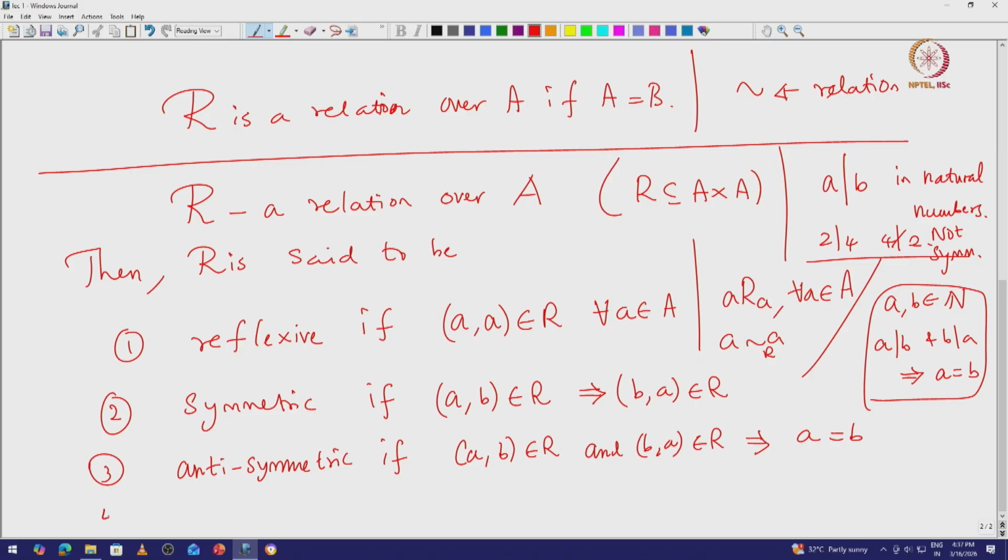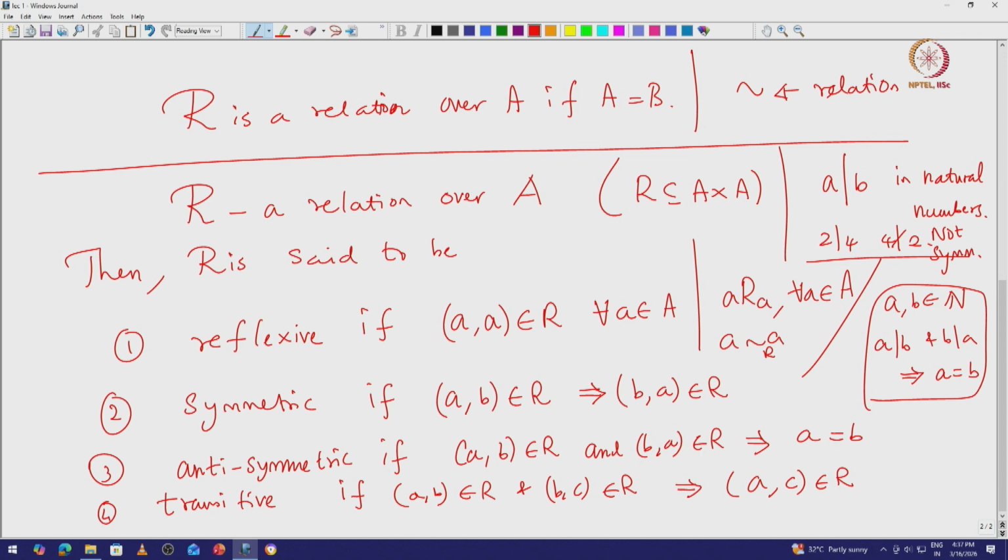And we call the relation transitive if (A, B) is in R, that means A and B are related, and (B, C) is in R, B and C are related, that should imply that A and C should be related. So, A and B related and B and C related should imply A and C must be related. Okay. So, this is how one defines the various properties of the relations, okay.